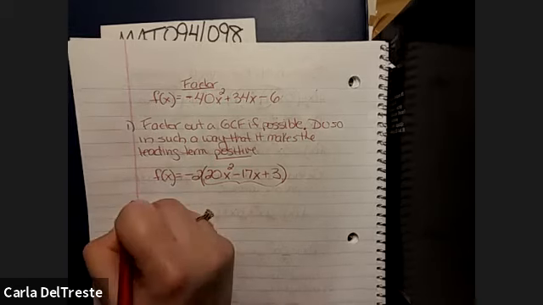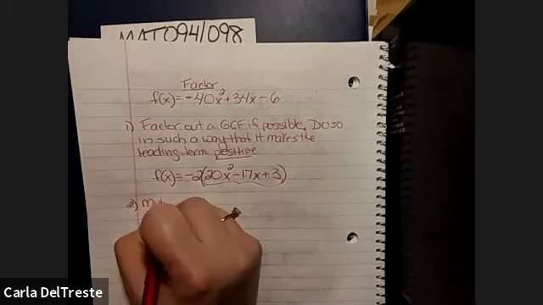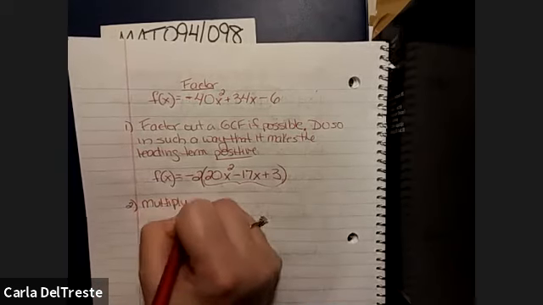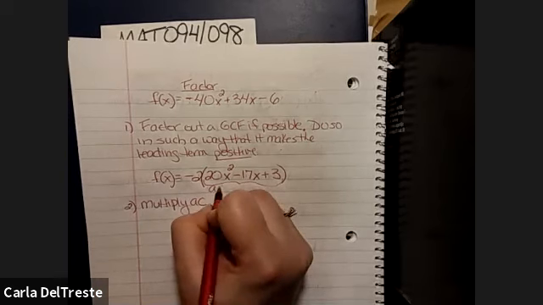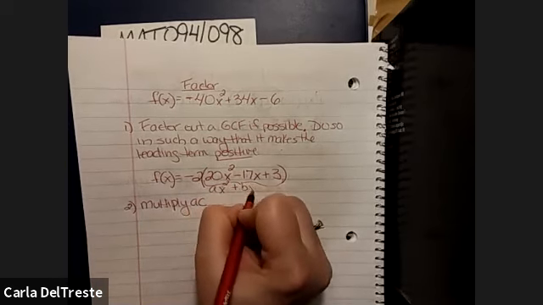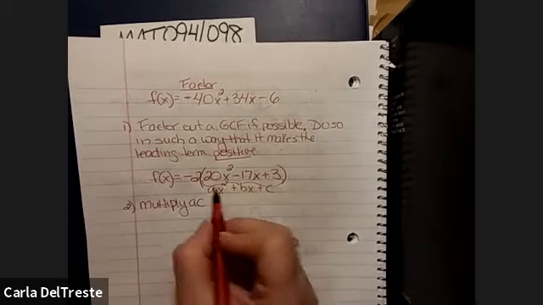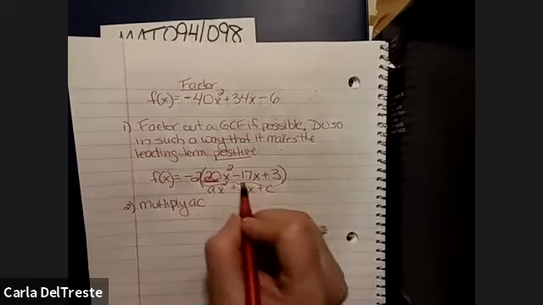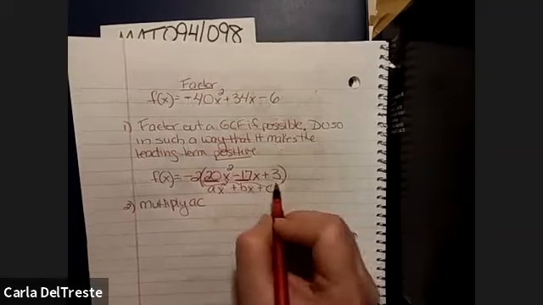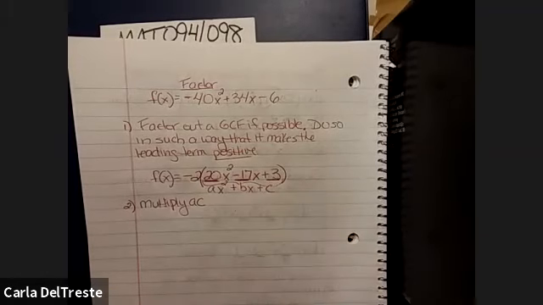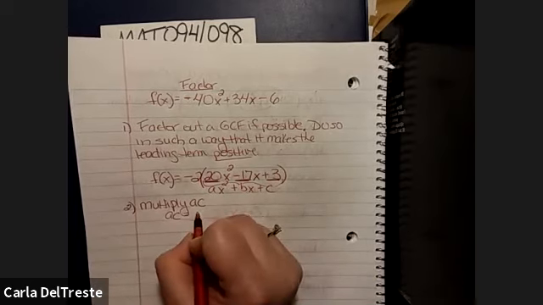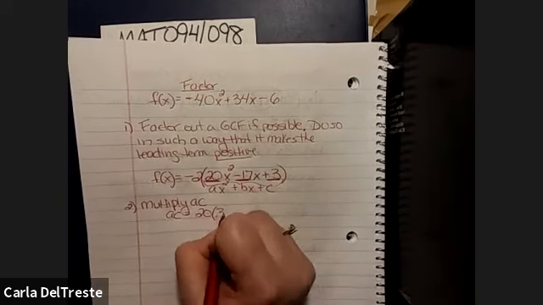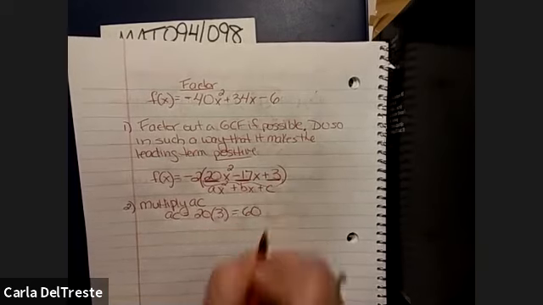So step number 2 is to multiply AC. So I have to identify the A, B, and C terms. If I compare this to AX squared plus BX plus C, I can see that A is 20, B is negative 17, and C is 3. So if I multiply AC, I'm multiplying 20 times 3, and I get 60.